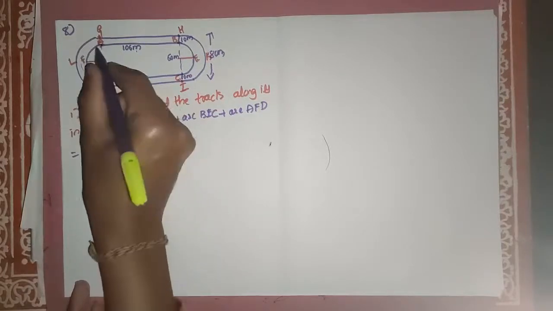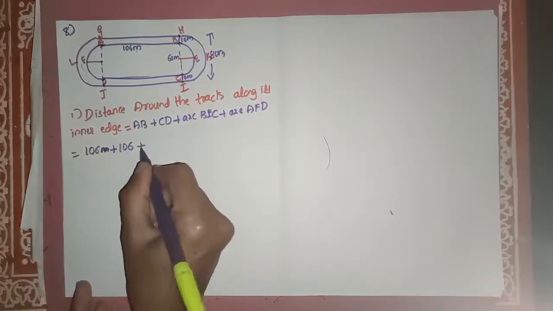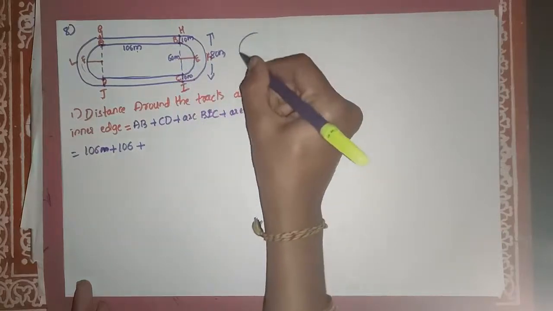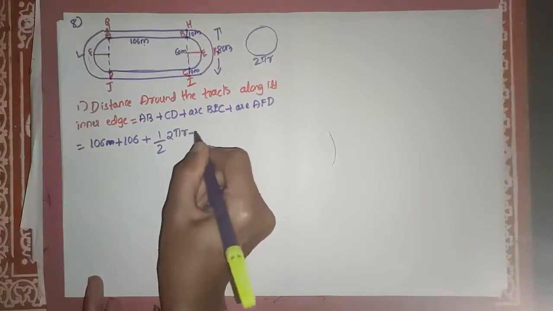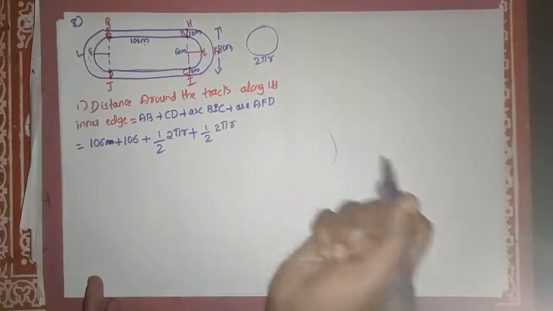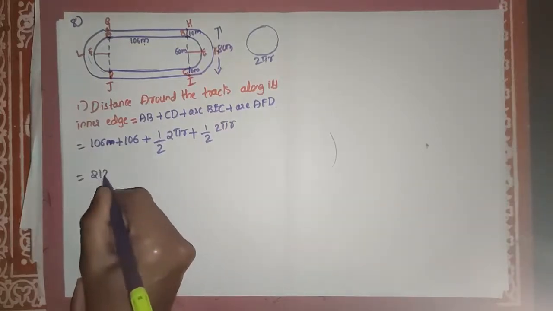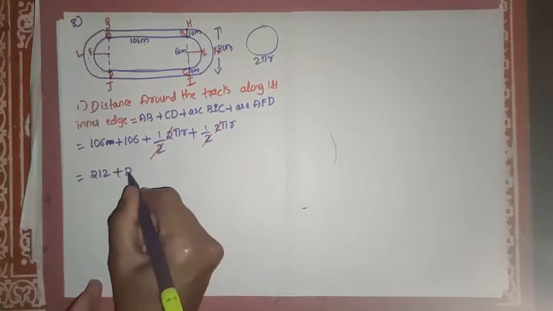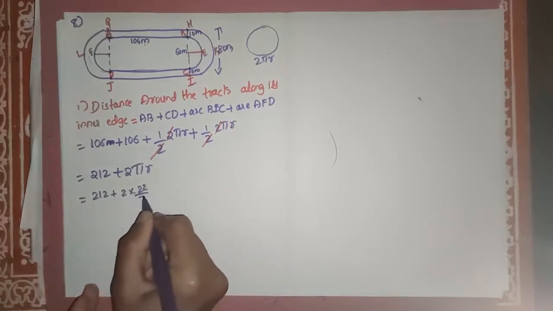AB, we know, is 106, plus CD is also 106. Arc BEC is a half circle. The circumference of a full circle is 2 pi r, so a half circle is half of 2 pi r, plus AFD, which is also a half circle, half of 2 pi r. So 106 plus 106 is 212. The 2s cancel: pi r plus pi r is 2 pi r. So 212 plus 2 into pi, which is 22/7.